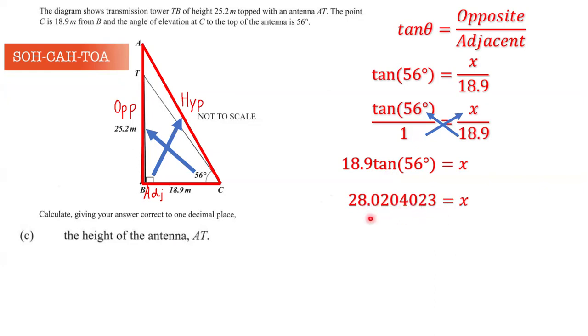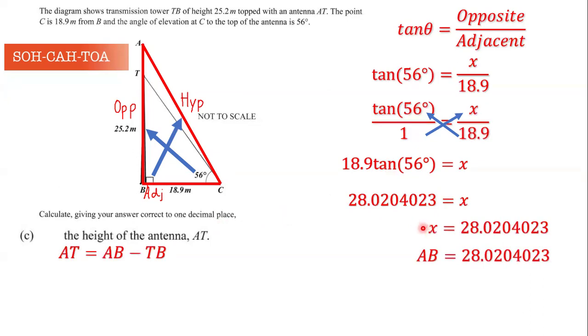This is our answer, but we have to round. We have to write this correct to 1 decimal place. So we look at this 2. Since it's less than 5, we cannot round up, and so we keep 28.02 and eliminate the rest. Oh, I'm sorry, we don't round yet, because we haven't got an answer yet. All we have gotten was AB. My apologies. We don't round yet. We keep it the same.